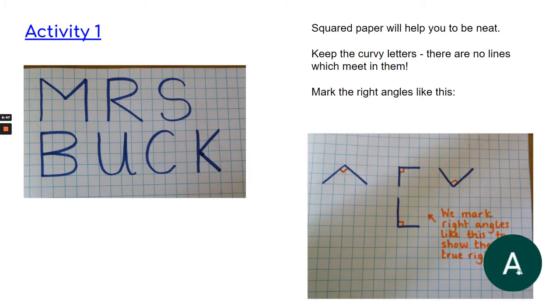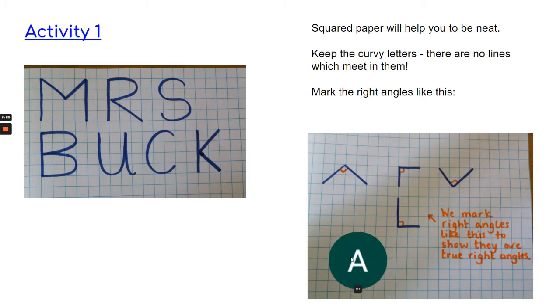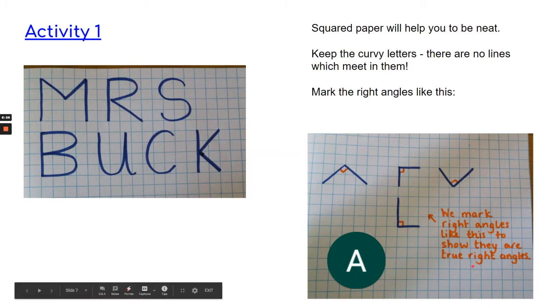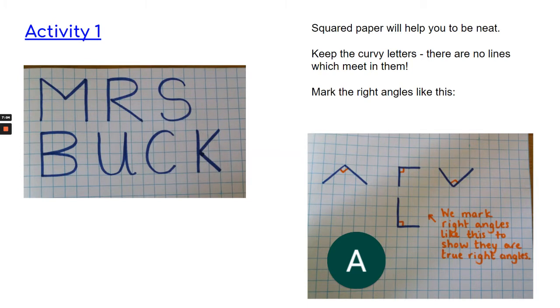Okay, so we've got, again, right angles in different orientations. So some are that way, some are that way, some are that way, and some are that way. And we mark the right angles to show that they are true right angles. We use a little box shape. So pause the video and have a go at that activity.